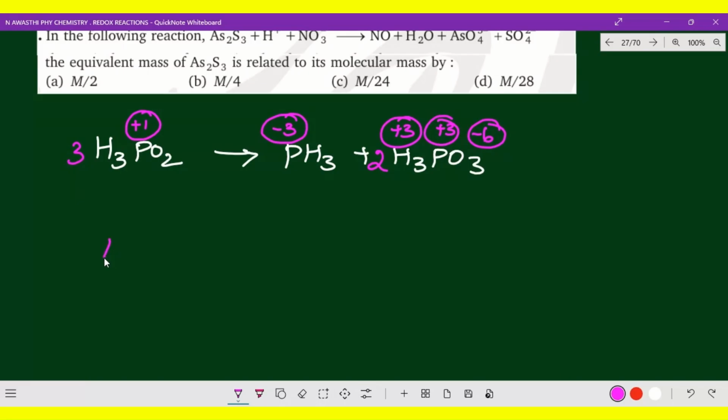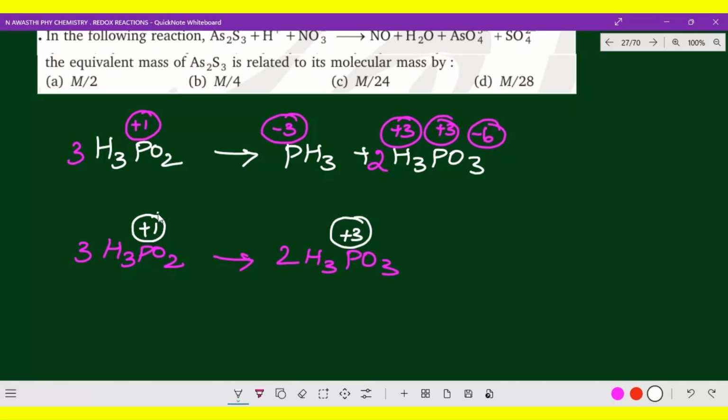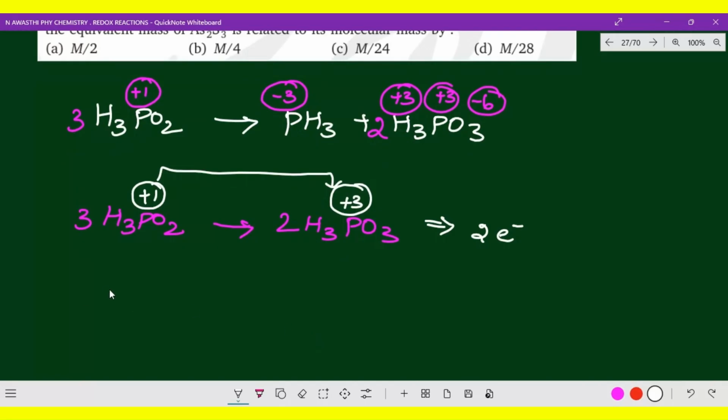So 3H3PO2 gives first one, 2H3PO3. So here how many electrons change? Here plus 1 oxidation, which is converted to plus 3 oxidation. So plus 1 is converted to plus 3. So how many electrons are exchanged? Here 2 electrons change. And the same way H3PO2 is converted to phosphine, PH3.